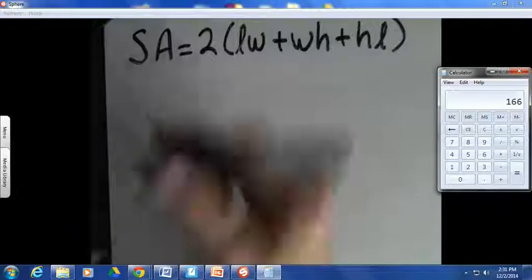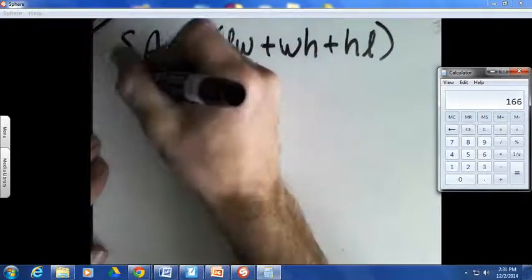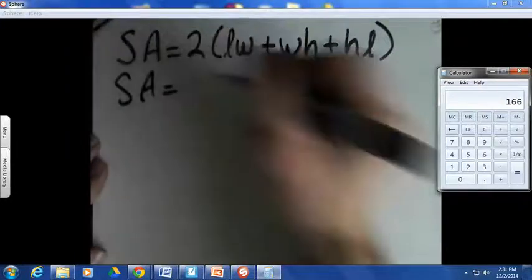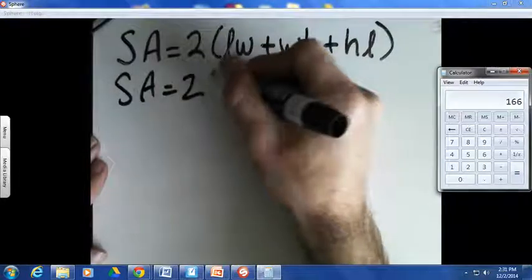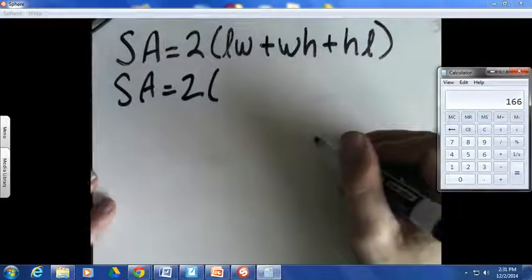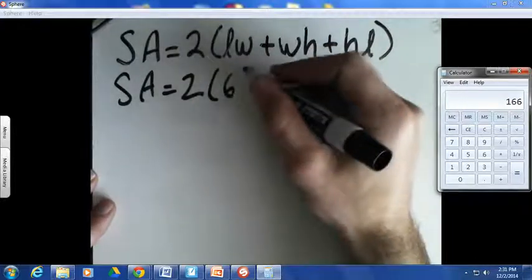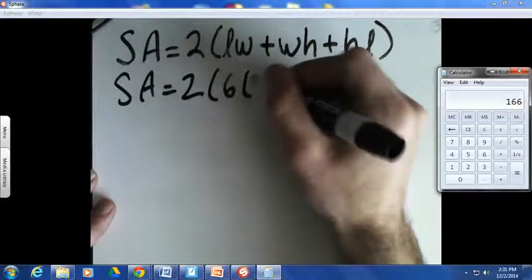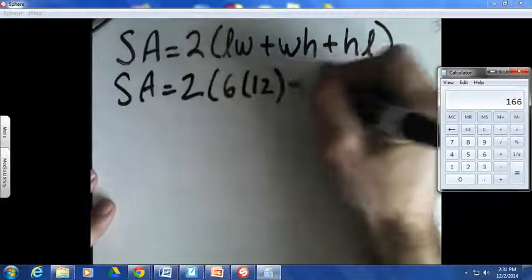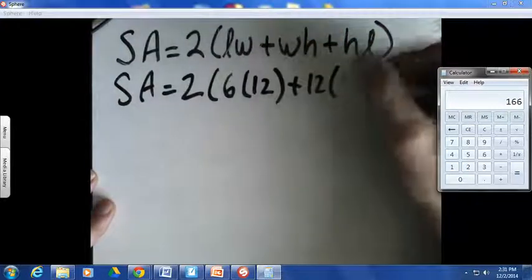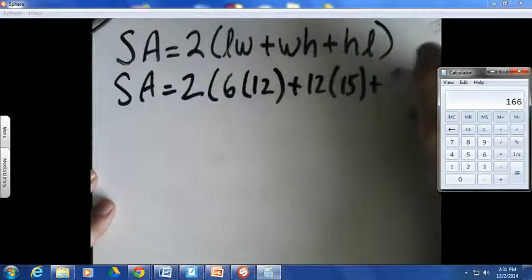And these things do take time. These formulas take time. There are lots of steps involved. But if you take your time and do a good job, it's pretty easy. So our length is 6. Our width is 12. That's 12 times our height, which is 15. 15 times our length, which is 6.